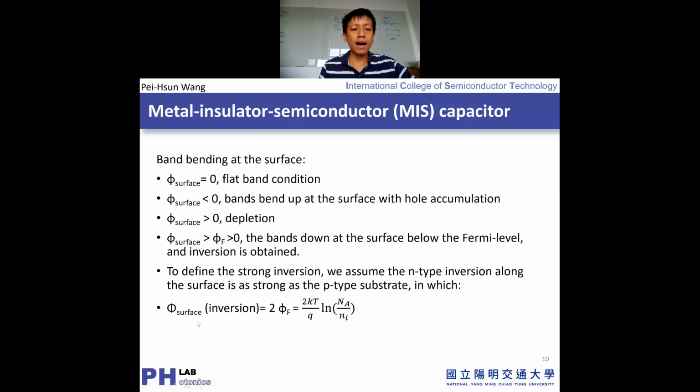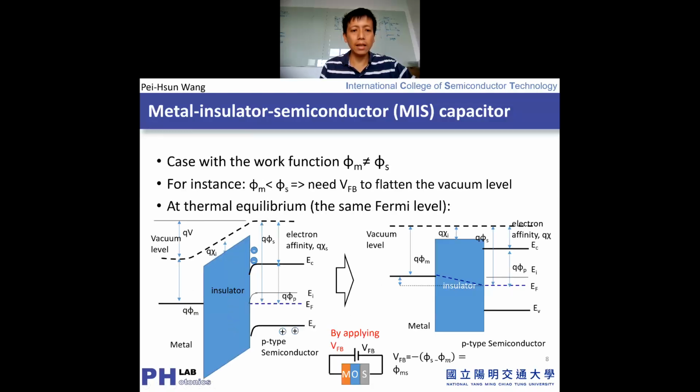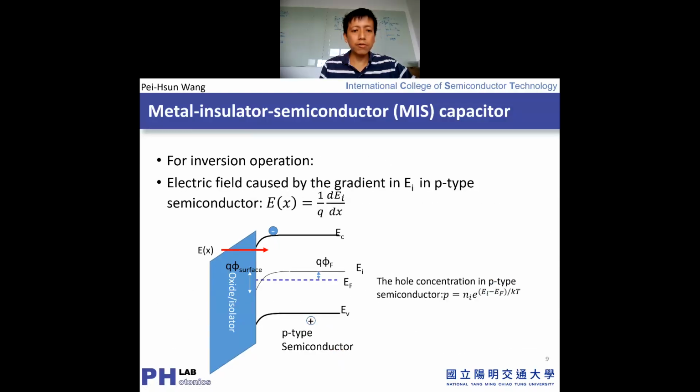So we can define the inversion of phi surface equals to 2 times of phi f. You bend it down further with 2 times of phi f. So you can think back to this slide. The phi surface equals to 2 times of phi f. So it indicates the same potential difference between Fermi level and the intrinsic level, but with the opposite side.